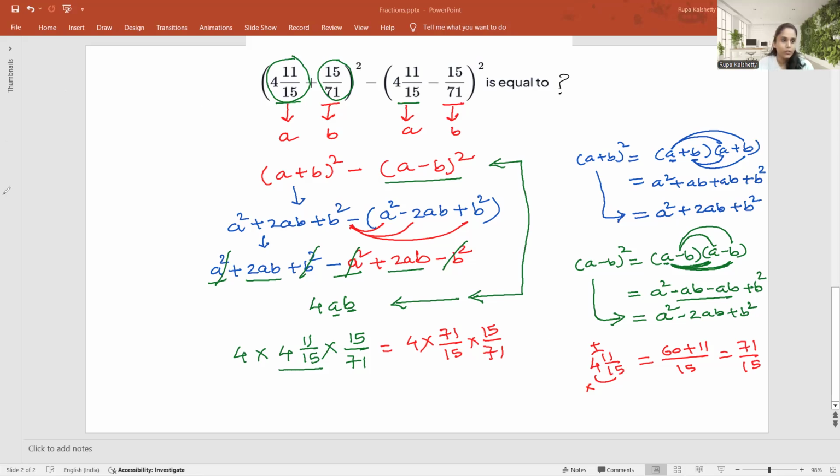Now, do you observe here that these two fractions are reciprocals of each other? So we can cancel them further. 15 gone, 71 gone, and what you are left with is only 4. And that's the answer for this question, isn't it?